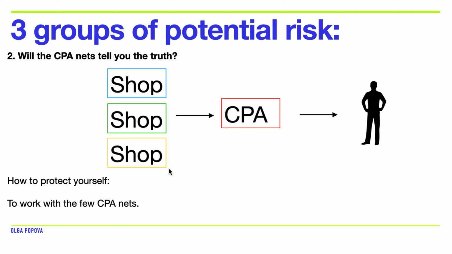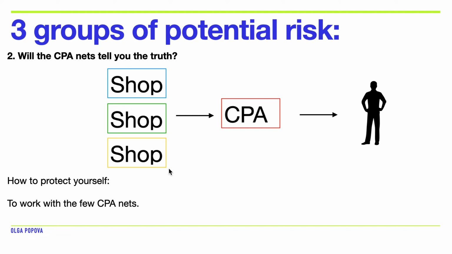So, the second risk we can have is the CPA nets. Will they tell us the truth or not? CPA nets are intermediaries between you and the sellers of different products. Here I put them as shops, and this black guy is you. So the CPA net sits between you and the shops, and has the real information from the shops about how many sales were made from your advertising. They count it. But will they tell you these numbers, or do they sometimes try to pay you less than you really earned and not tell you the truth?